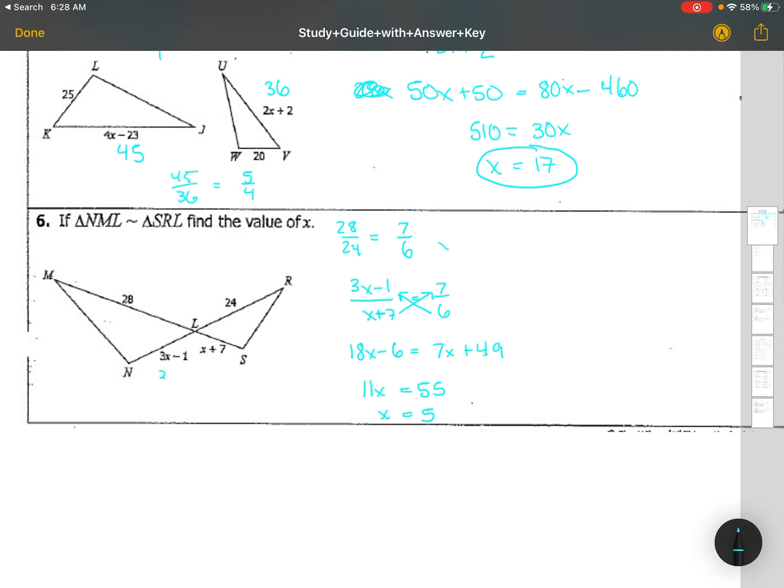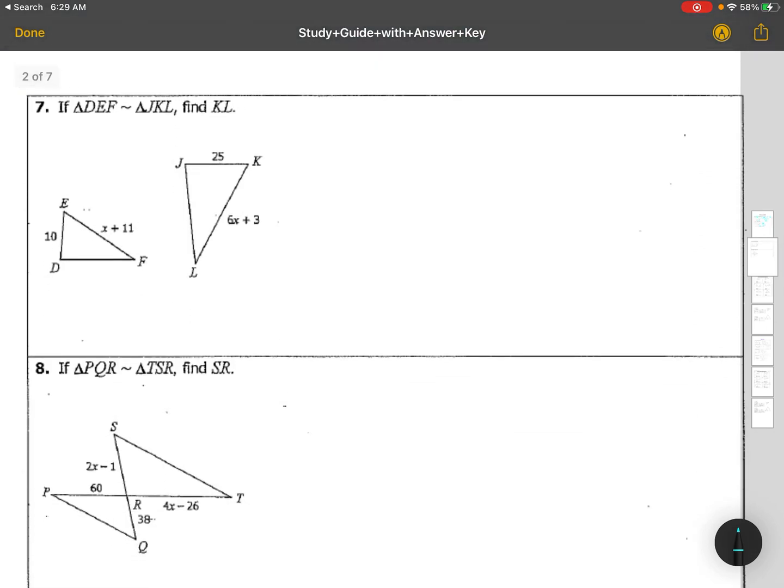Again, don't stop because you got an answer. Substitute in 5. 3 times 5 is 15. Minus 1 is 14. 5 plus 7 is 12. So 28 divided by 24, we saw reduced to be 7/6. 14 divided by 12, 2 divides into both, so we get 7 divided by 6. That's how we know our answer is correct.